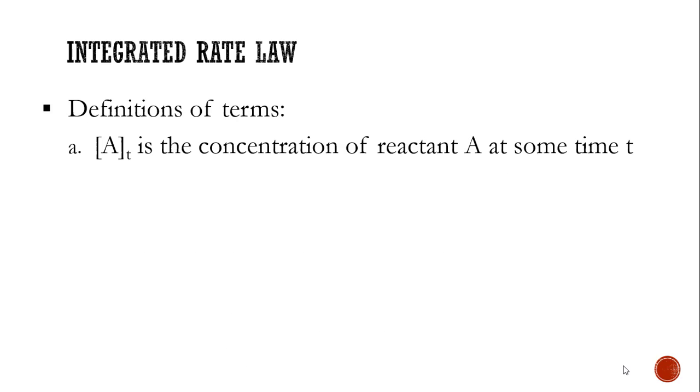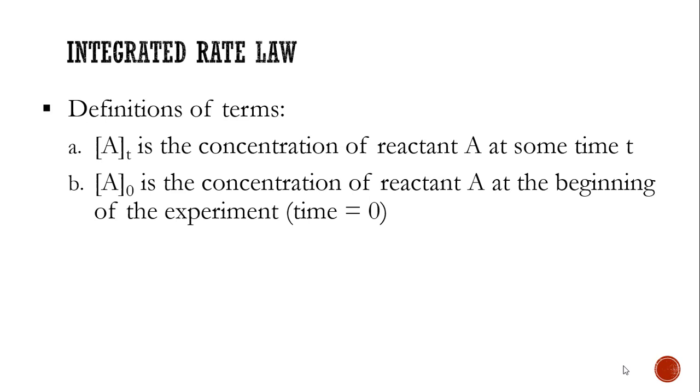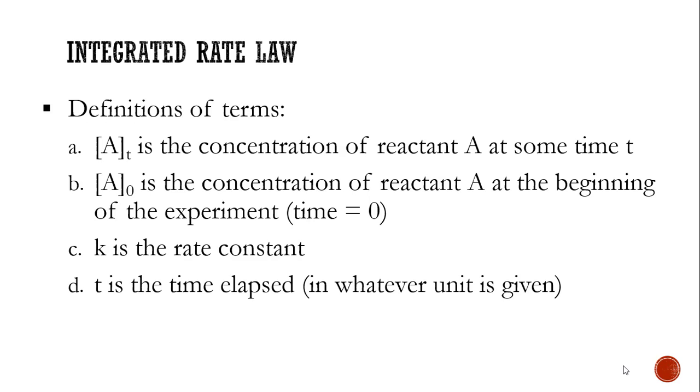We're going to define some terms. A sub t is the concentration of reactant A at some time t. A sub 0 is the concentration of the reactant at time 0, or at the beginning of the experiment. K is the rate constant, just like it was in the differential rate law. T is the time elapsed in whatever unit is given.